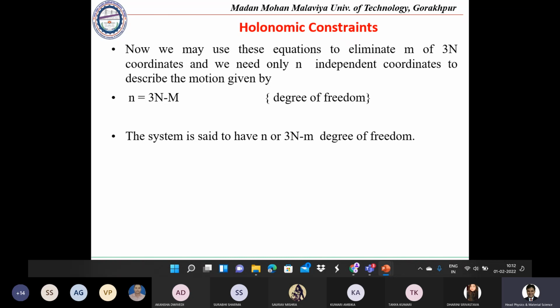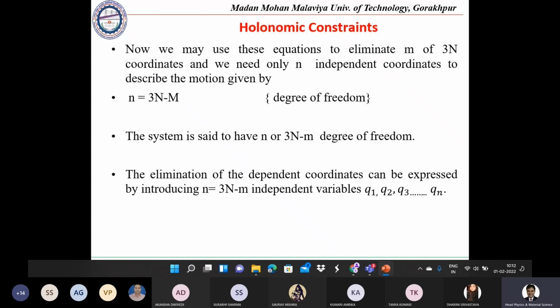The system is said to have 3n minus m degrees of freedom. I have already explained this in the case of a molecule. The elimination of the dependent coordinates can be expressed by introducing n equal to 3n minus m. Here the independent variables are q1, q2, q3 up to qn. These are referred to as the generalized coordinates.